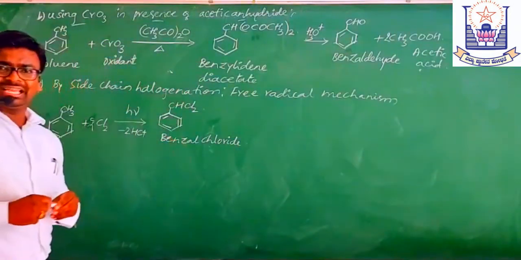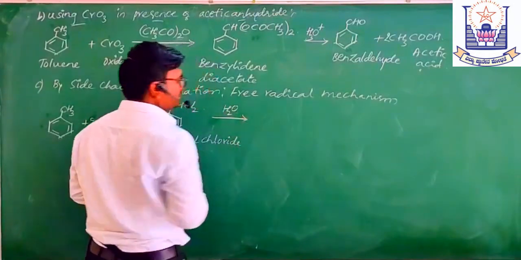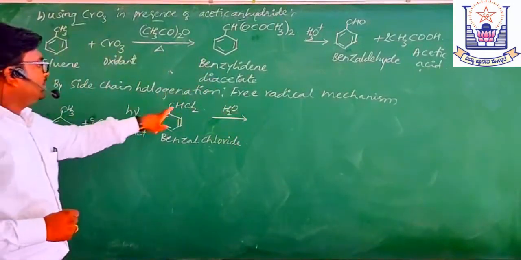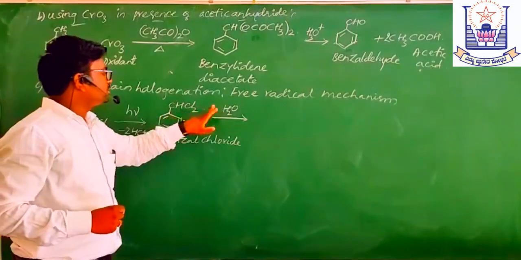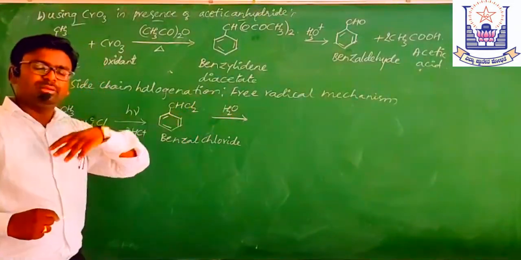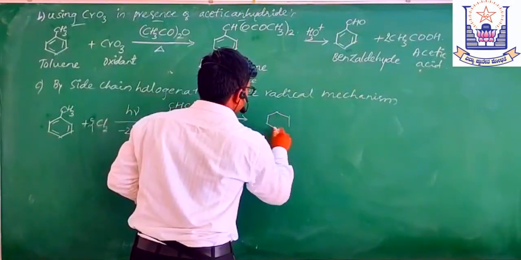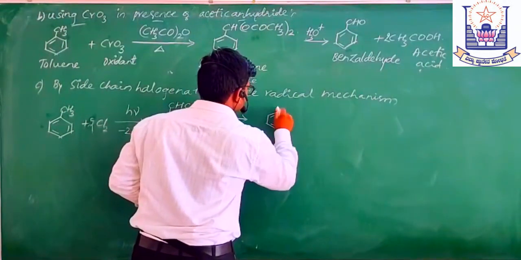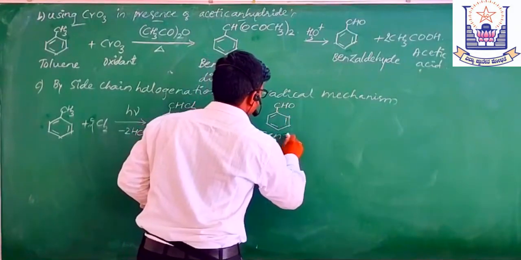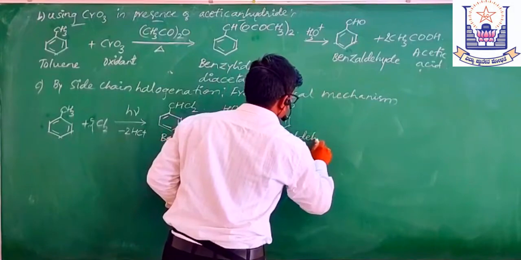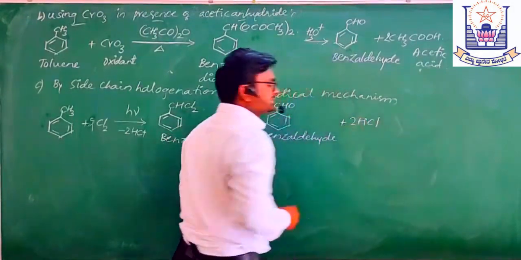When this is hydrolyzed with water, O will join in the place of Cl2, and the 2H will combine with 2Cl, and the byproduct will be HCl. You will get benzaldehyde as the product, plus HCl as byproduct.